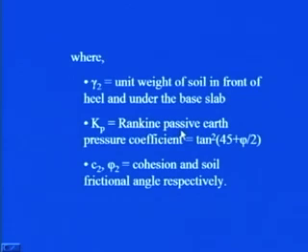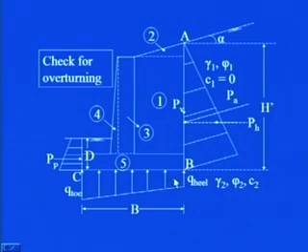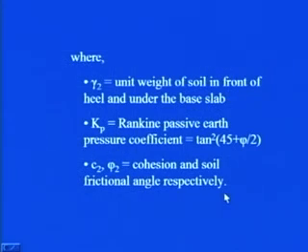As I told you, gamma 2 is the unit weight of the soil in front of the heel and under the base slab. In front of the heel, that means here, and below the base slab. So, the unit weight of this soil is gamma 2. Kp is Rankine's passive earth pressure coefficient, which is tan square of 45 plus phi by 2. C2 and phi 2 are the cohesion and soil friction angle respectively.